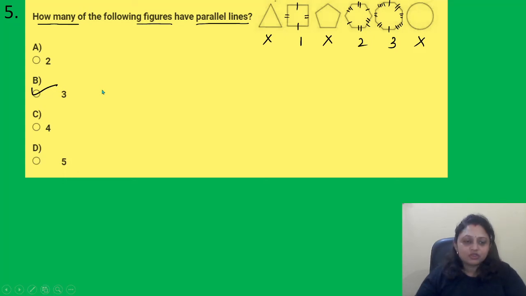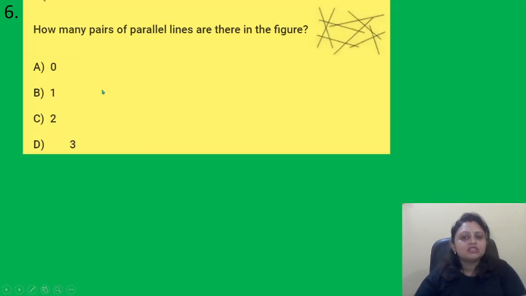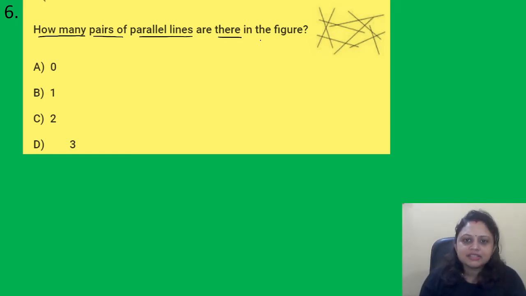Okay. Coming to the next question. How many pairs of parallel lines are there in the figure? Option A 0, B 1, C 2, D 3. So, in the question it is asked how many pairs of parallel lines are there in the figure. So you can see a lot of lines are there, right? So we have to find the parallel lines.